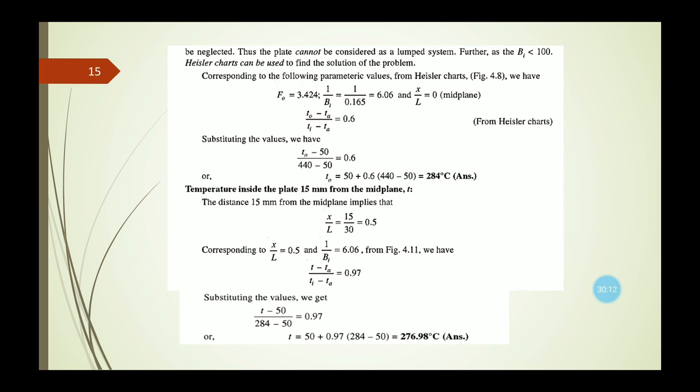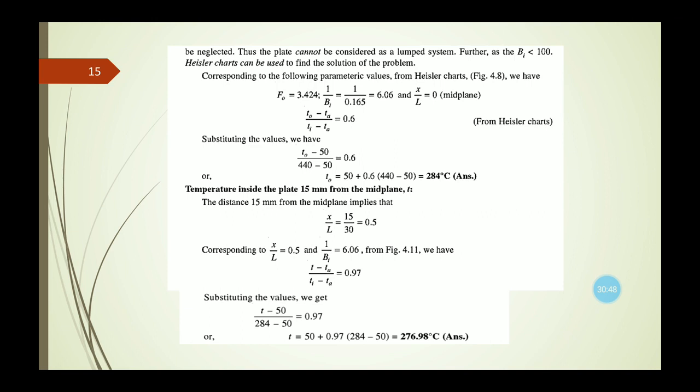Now we need to find the temperature inside the plate 15 millimeter from the mid plane. Now in this case x by L is not 0. So what is the value of x by L? It will be 15 divided by 30, that means 0.5. So now we need to use another chart of this Heisler relation when x by L is not equal to 0.